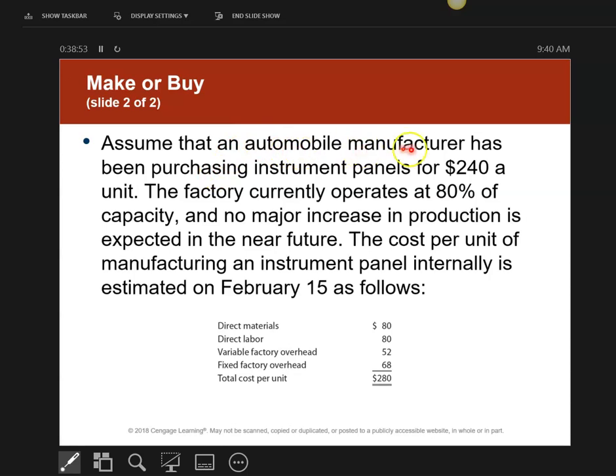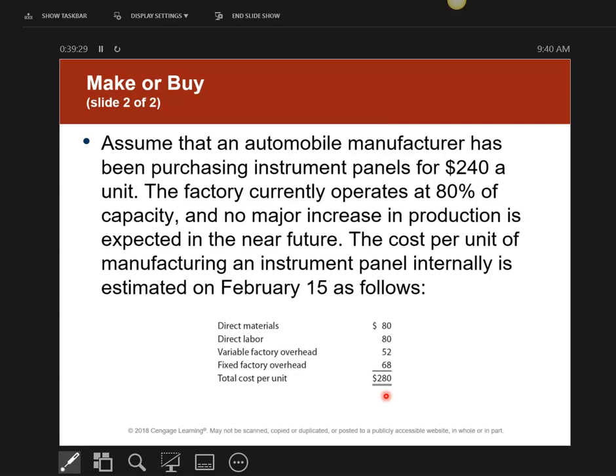So I'm an automobile manufacturer and I've been buying a panel for $240 a unit and I operate at 80% of capacity. This is extremely important because if I'm not at 100% capacity and I choose to make it, that allows me to make it without incurring additional production costs. So if I choose to make it, the cost is going to be broken down as this. I'm going to pay direct materials, direct labor, variable factory overhead, and fixed. So the cost to actually make is $280.